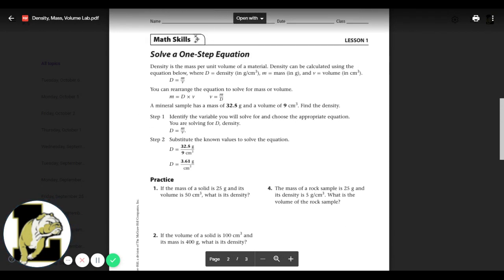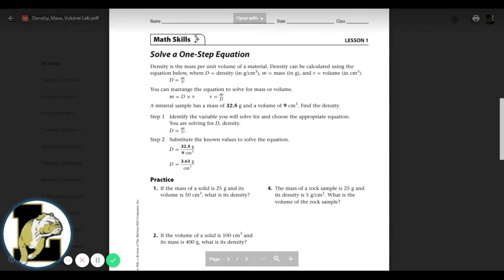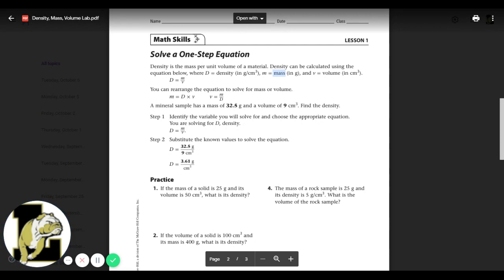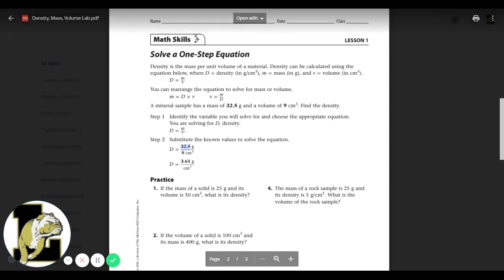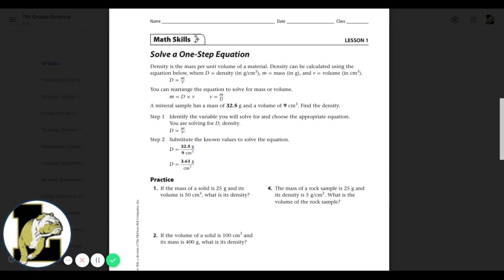Now let's discuss that. Yesterday we introduced the idea of density. Density is labeled in grams per cubic centimeter. Okay, so what you are going to do is use the formula D equals M over V. M stands for mass, V stands for volume. That's why it is labeled in grams per cubic centimeter. So you are going to look for the weight, which is labeled in grams, and you are going to look for the volume, which is labeled in cubic centimeters, and you're going to divide those two.